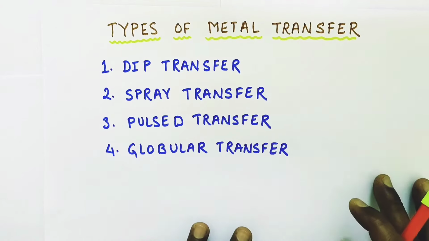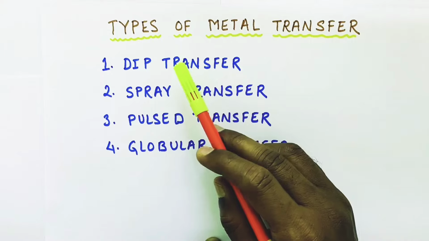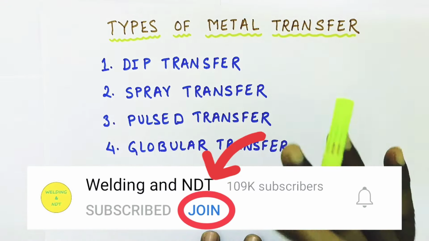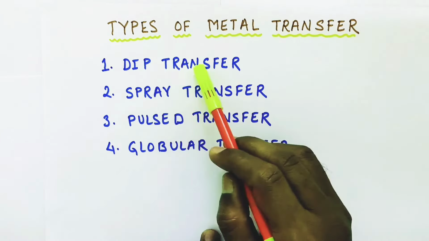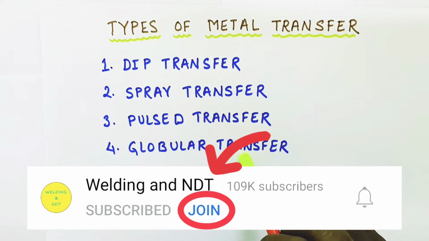Types of metal transfer. Friends, in MIG welding or MAG welding, this metal transfer variable is very important. There are 4 basic or very important types of metal transfer. First one is dip transfer, second one is spray transfer, third one is pulse transfer, and fourth is globular transfer.